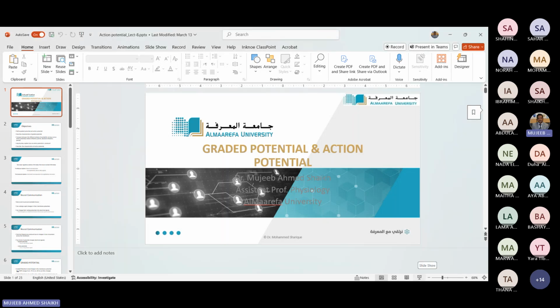The second lecture which is coming in the exam is the graded potential or action potential. We have discussed a few things in the previous lecture. Similar things will be there now. As you know, there are two systems which control the body. One is the nervous system, another is the endocrine system. The nervous system controls with the help of nerve signals, sending action potential impulses from the brain to the organ, or from organ to the brain. Whereas the endocrine system controls by releasing hormones.